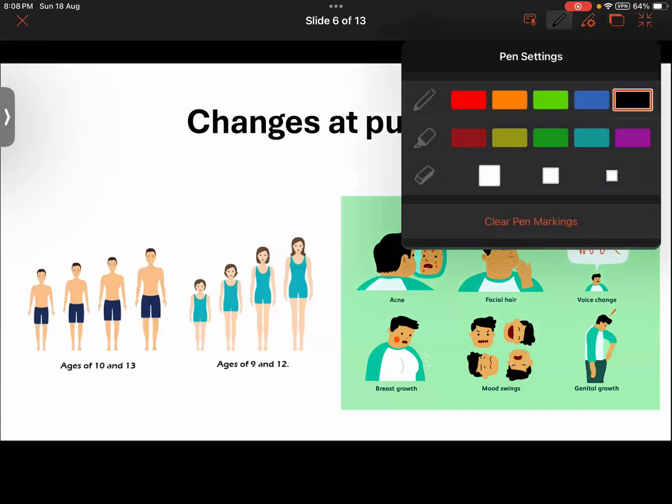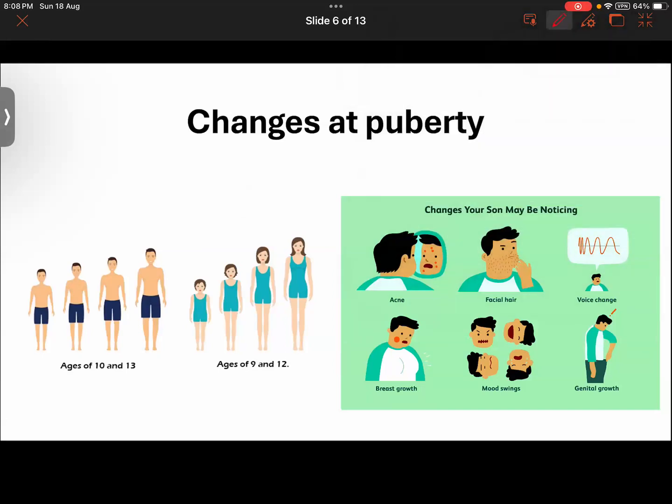Once an individual has attained the age of puberty, several changes can be observed, like facial hair. Acne also develops on the skin. The voice will change. In females, the breasts will grow. In both male and female, we observe that the mood would be swinging. Sometimes they would be very joyous, sometimes angry, sometimes irritated, sometimes they would cry. There would also be growth of the reproductive organs. So all those are the changes at the age of puberty.